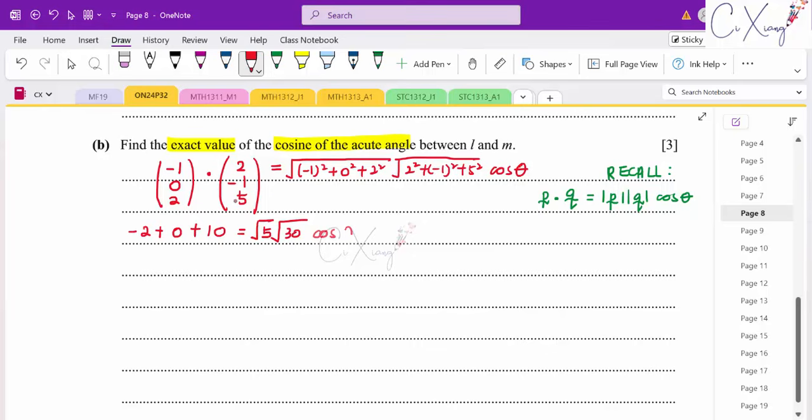Then cos theta. Let's revise the question one more time. They want you to find the value of the cosine of the acute angle. They want to have cosine, so that means you just keep cos theta together and bring all the numbers to the other side.